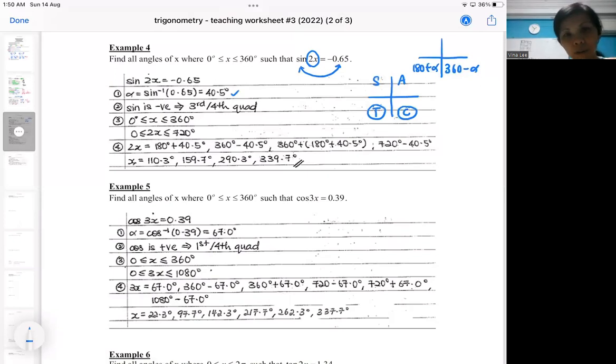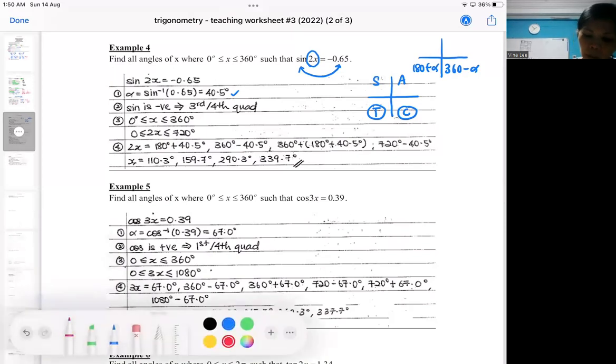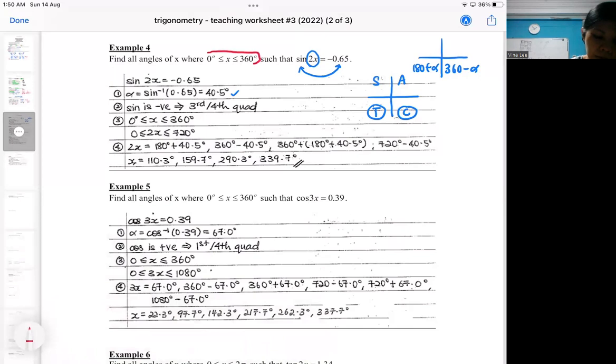So now the trick is in the third step. If you look carefully, based on what you are given, angle X has to be between 0 to 360. So you multiply by 2. When you multiply by 2, that allows the range of 2x. That means 2x is allowed to stretch from 0 degree to 720 degree.